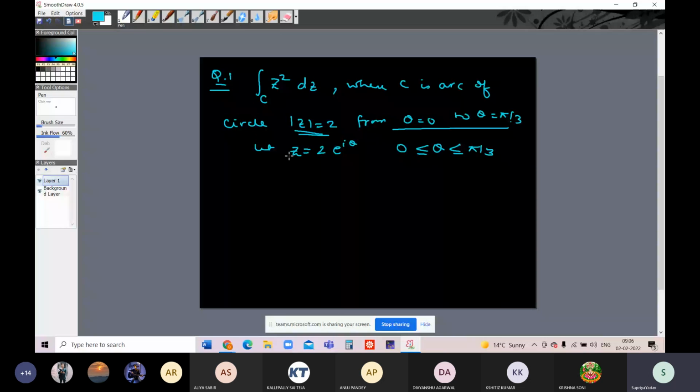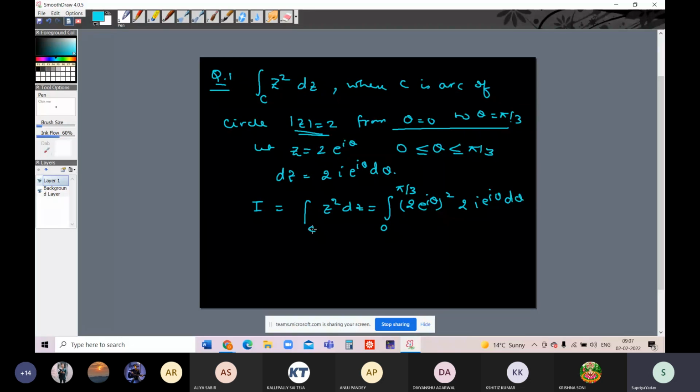Okay, now we can find dz here. dz will be 2i e^(i theta) d theta. So this integral, say it is I, is the integral along C of z square dz. When we substitute z equal to 2 e^(i theta), whole square, dz will be 2 times i e^(i theta) d theta, and this theta varies from 0 to pi by 3 for this curve C.